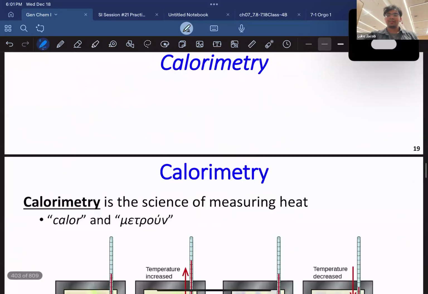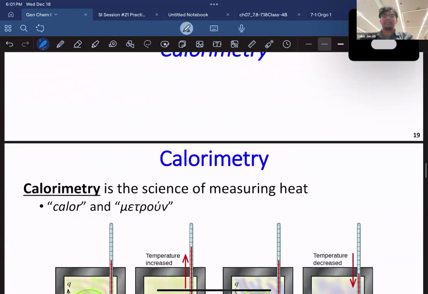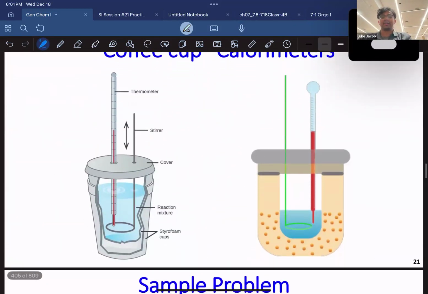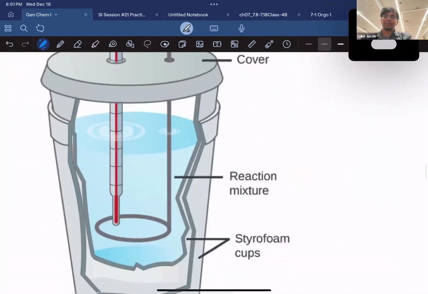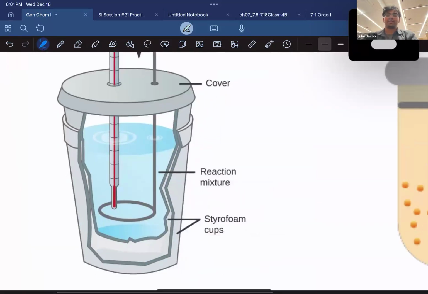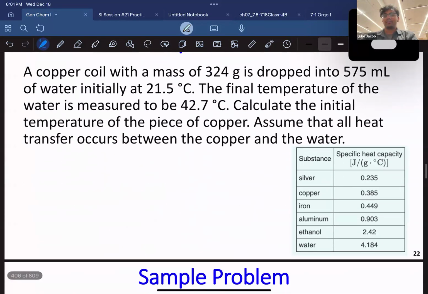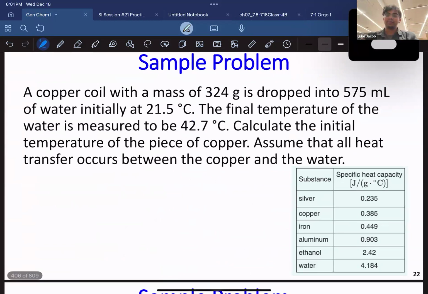Now calorimetry is a little bit different than what we just did. Calorimetry is measuring heat, and specifically heat transfer. Let's say there's some sort of reaction occurring in this water. If the reaction is releasing heat, the water would be absorbing that heat. Likewise, if the reaction is absorbing heat, the water would be releasing that heat to the reaction. That's something to understand and know. Would anyone like to go over this question?